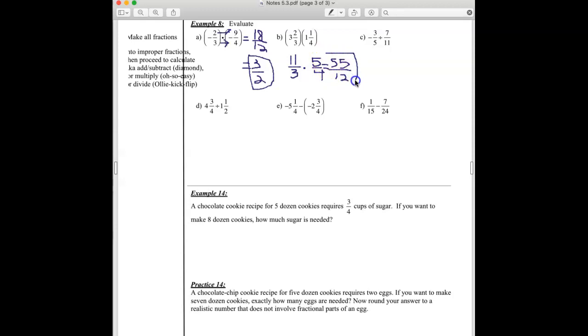pretty sure that's not reducible. Another reason I know it's not reducible is because if you try to cross cancel here, you can't. 5 and 3, no common factors. 11 and 4, no common factors. So if there's no common factors when you try to cross cancel, when you multiply, that should be fully reduced already. Next one is dividing fractions.